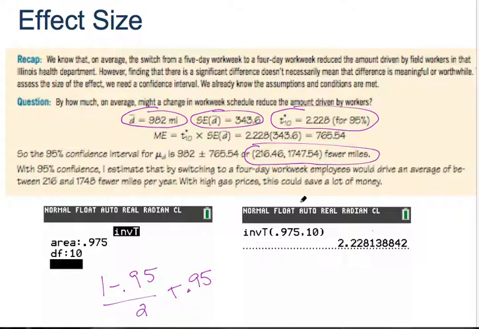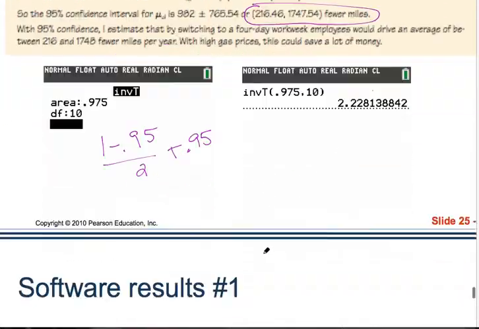All right. So with 95% confidence, I estimate that by switching to a 4-day work week, employees would drive an average of between 216 and 1,748 fewer miles per year. And then they try to fix this. With high gas prices, this could save a lot of money. Okay, so that's where that comes from.